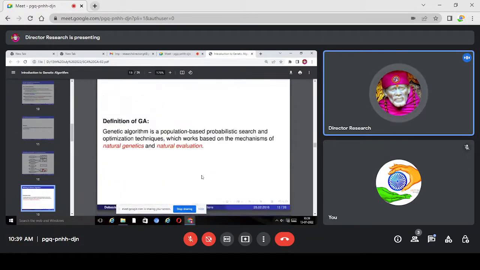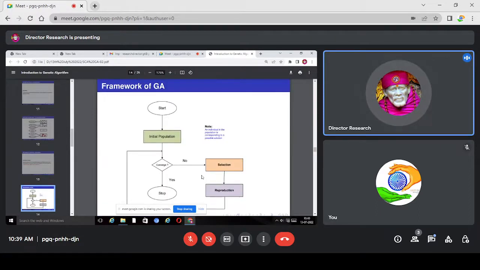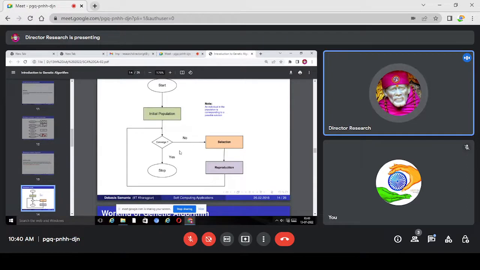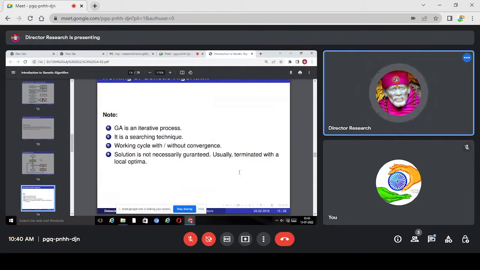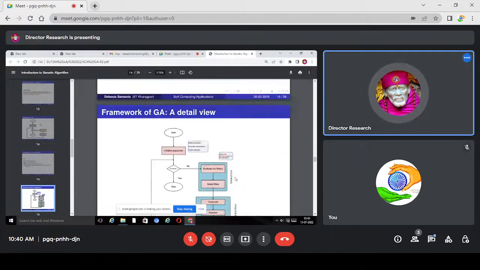Definition of genetic algorithm. Genetic algorithm is a population-based probabilistic search and optimization technique, which works based on the mechanisms of natural genetics and natural evolution. And the framework of genetic algorithm: start, initial population, convergence, stop, selection, reproduction. Genetic algorithm is an iterative process. It is a searching technique, a working cycle with or without convergence. A solution is not necessarily guaranteed, usually terminated with a local optima.